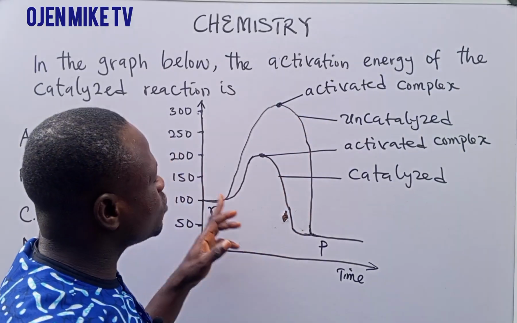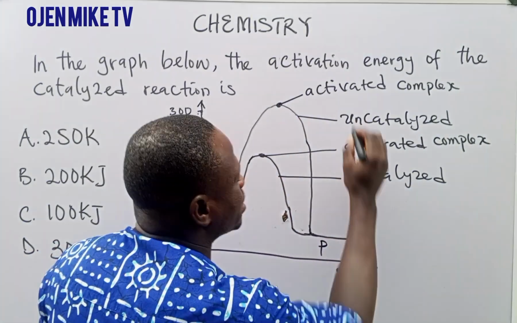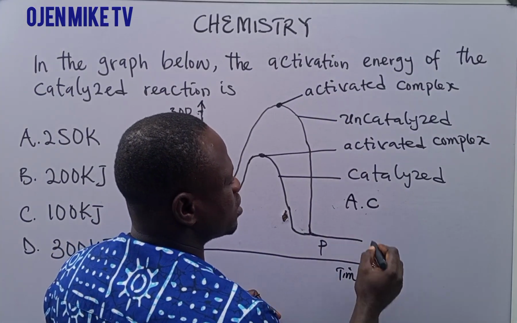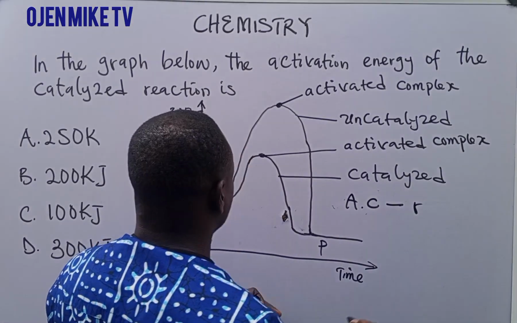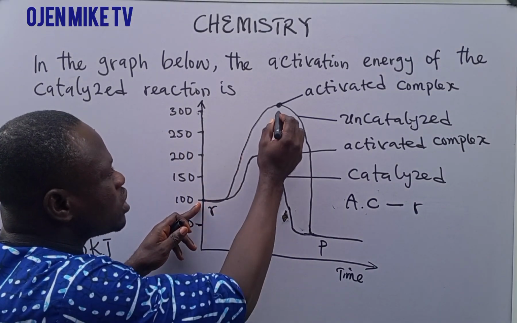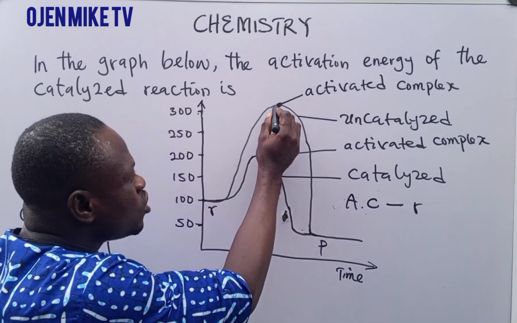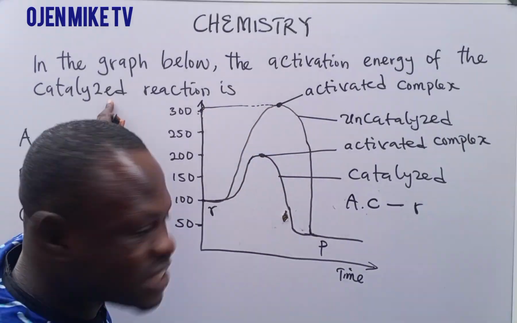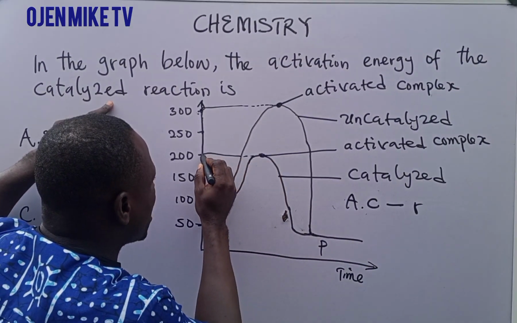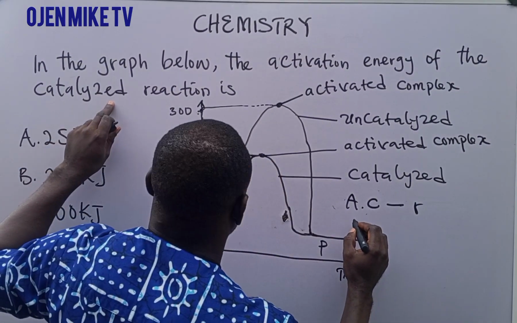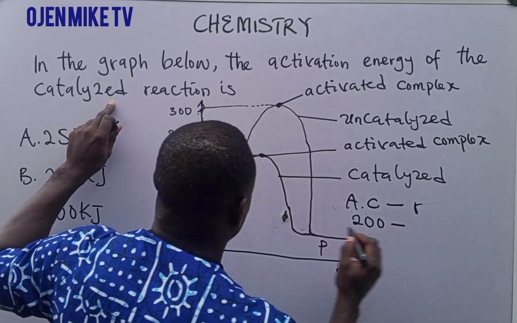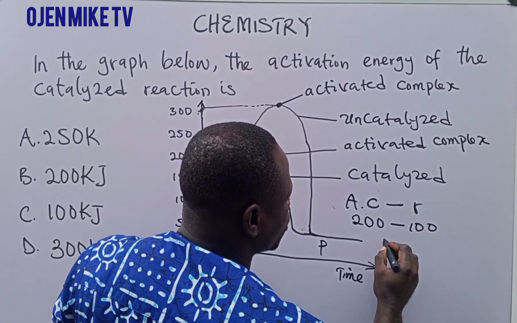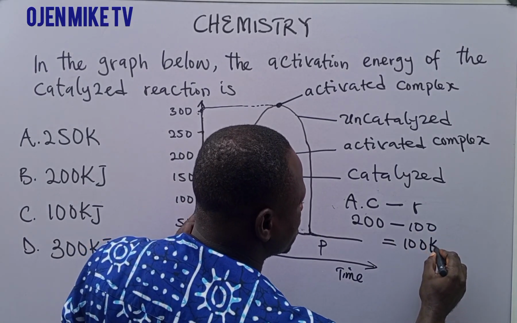Now for you to calculate the activation energy, remember, it is the activated complex minus the reactant. Look at the reactant here. So the activated complex here, if you trace it, you get to 300. But we are asked about the catalyzed, so we are going to trace this one here. The activated complex is 200. So you have 200 minus where the reaction starts. The reaction starts at 100. So that gives us 100 kilojoules.